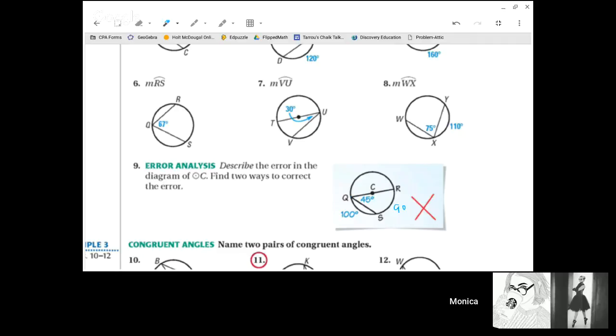Well, it should be 180 because it should be a semicircle, right? Because this QR here goes through the center of the circle, it's the diameter. So that's what our error is. It's either that this is not 100 or that this is not 45. Does that make sense? Okay.